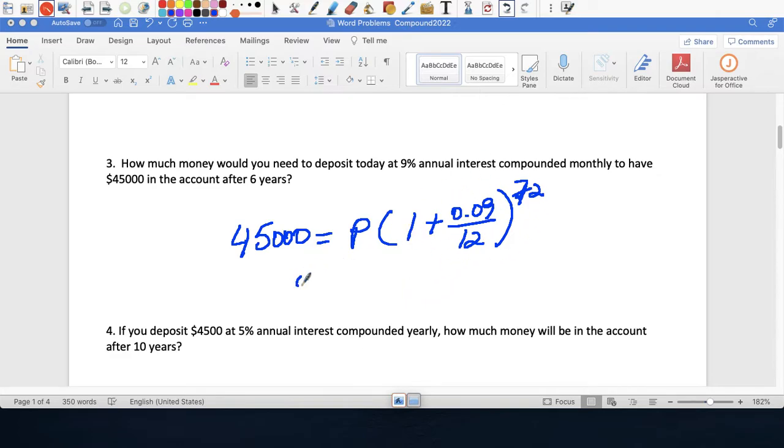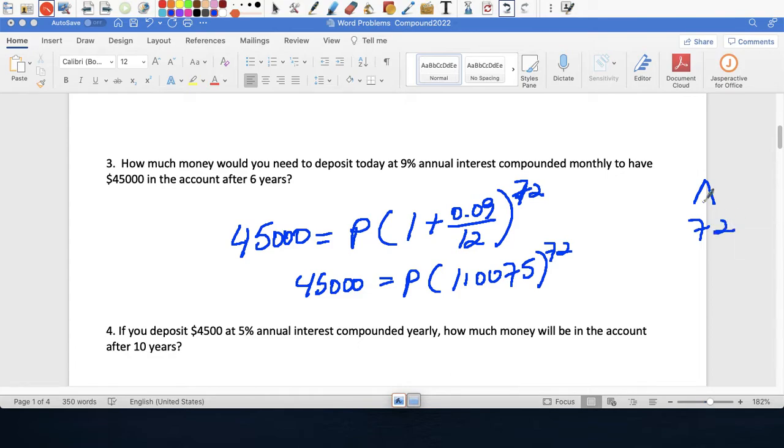Let's find the parentheses, so 45,000 equals P, and let's figure out what all this stuff is. So 0.09 divided by 12 equals 0.0075. We're going to add 1. And in your calculator, you should have this. We're going to raise that to the 72nd power. So press this and then 72. And we're going to get 45,000 equals P times this number, which is 1.712552707.